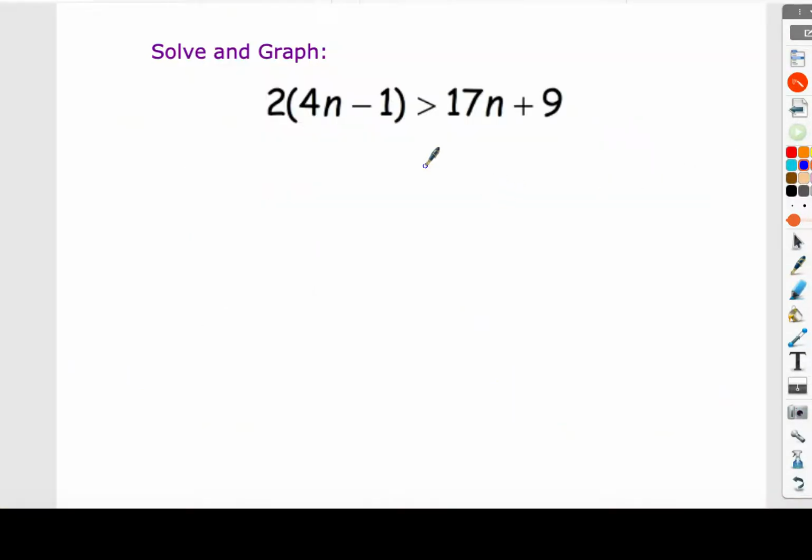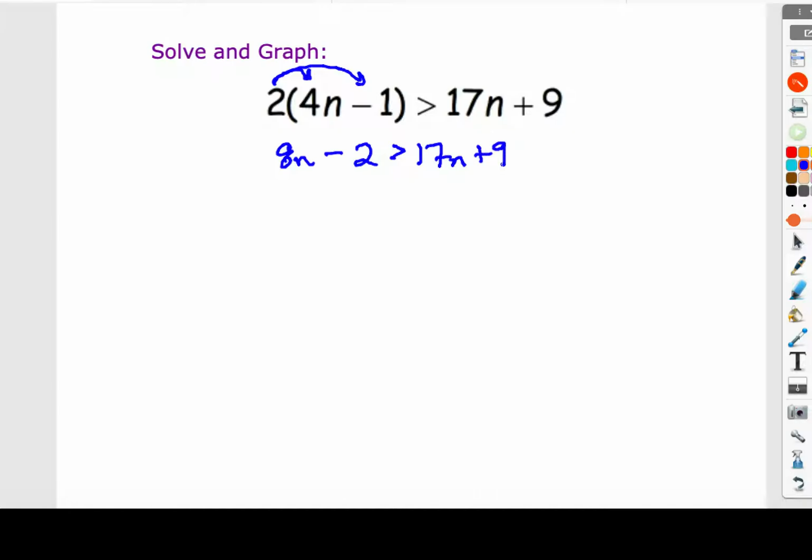Let's try one more here. It's got a little bit more going on. But again, that shouldn't stop us. First thing I notice is on the left, we've got that set of parentheses. So what I'm going to go ahead and do is distribute. 2 times 4n would be 8n, and 2 times negative 1 would be negative 2, or minus 2. Leaves us with 17n plus 9.